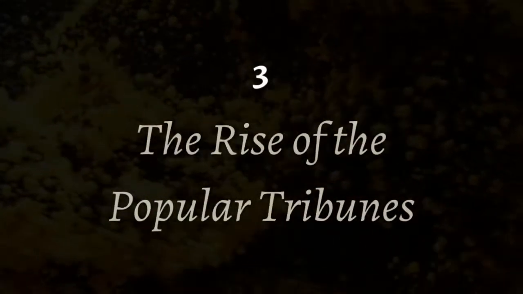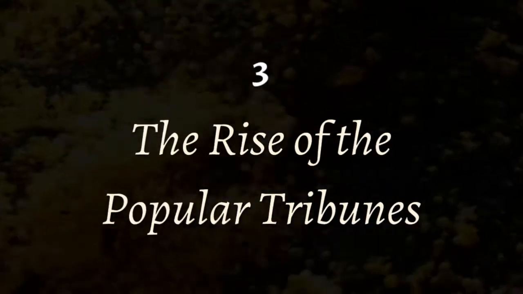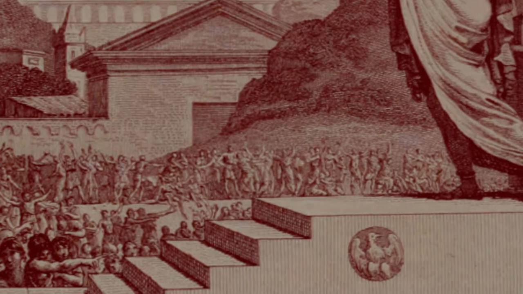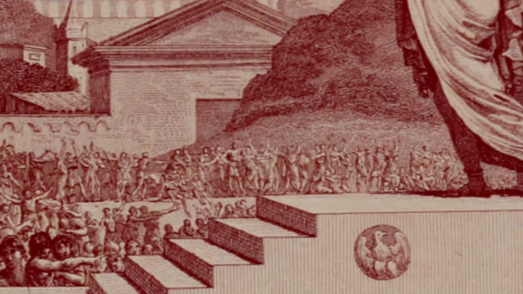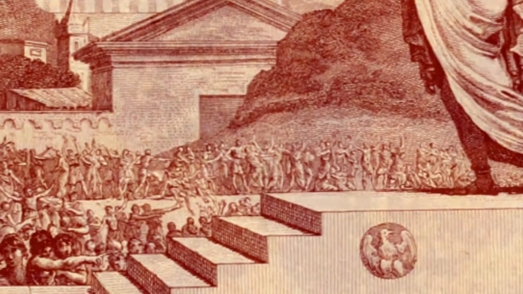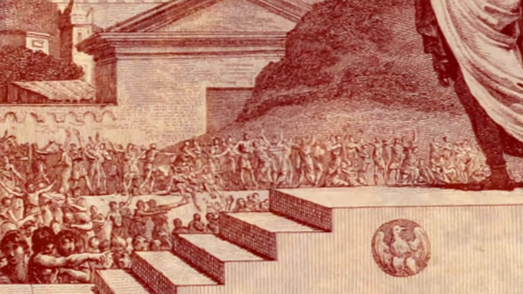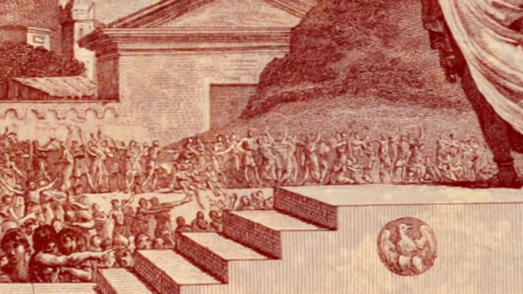3. The rise of the popular tribunes. The Gracchi brothers were two Roman brothers, sons of Tiberius Sempronius Gracchus, who was consul in 177 BCE. Tiberius, the elder brother, was tribune of the plebs in 133 BCE, and Gaius, the younger brother, was tribune a decade later between 123 to 122 BCE.